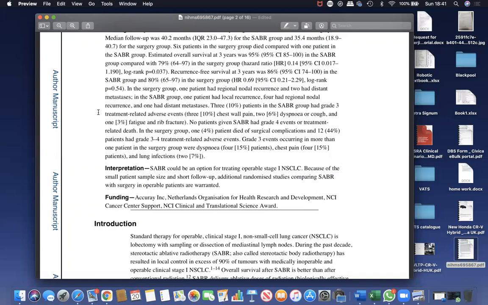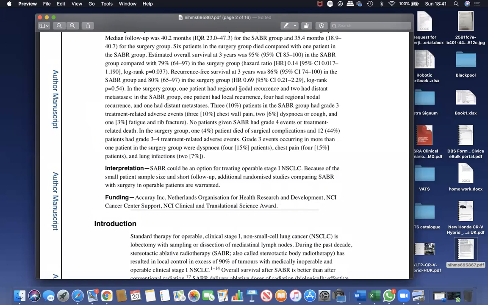In the surgery group, one patient had regional nodal recurrence and 2 had distant metastasis. In the SABR group, one patient had local recurrence, 4 had regional nodal recurrence, and 1 had distant metastasis. Okay, stop. Now tell me what is the problem with this sentence. Sir, in surgery, we have taken out the lobe, sir. How can there be a local recurrence? No, local nodal recurrence they're talking about, which I understand. I accept that there could be a nodal recurrence. The second line is the problem.